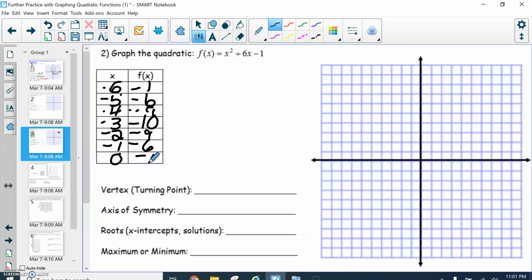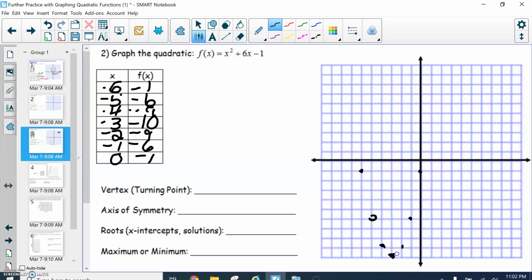Okay, so let's graph this. So negative 6, negative 1, negative 5, negative 6, negative 4, negative 9, negative 3, negative 10, negative 2, negative 9, negative 1, negative 6, and 0, negative 1.